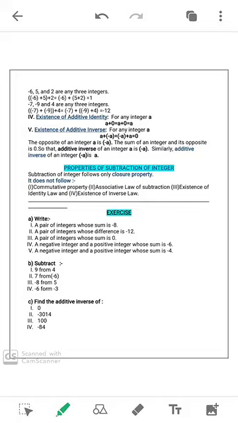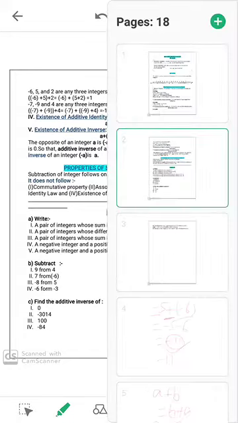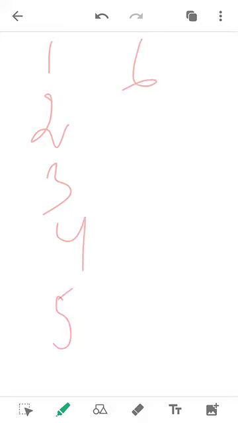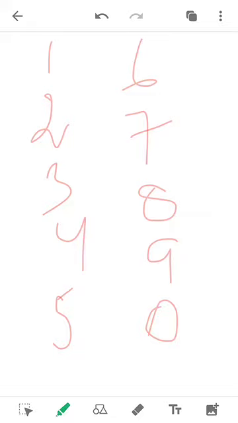Now we will do some exercise. First, a pair of integers whose sum is minus 8. First, we will take some integers: 1, 2, 3, 4, 5, 6, 7, 8, 9 and 0. Now we will make pairs whose sum is minus 8.